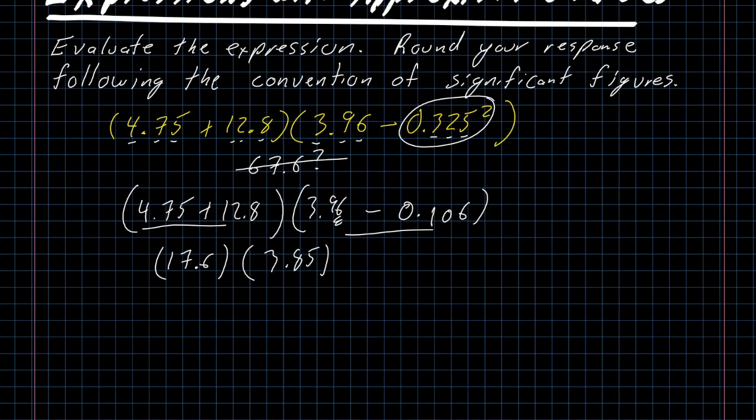Finally, I have two operations left, 17.6 times 3.85. My calculator tells me that's 67.76. Rounding that, I get 67.8.